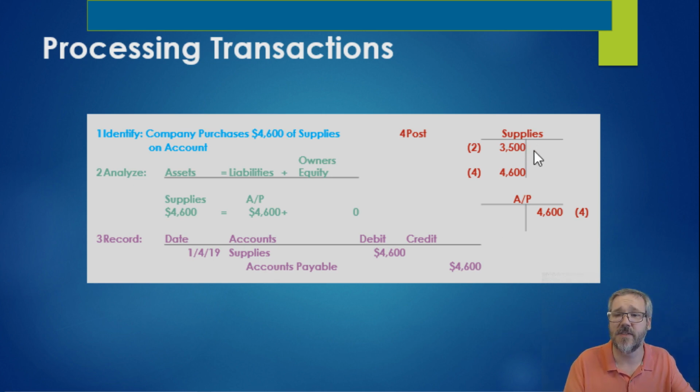My supplies, you can see, I had $3,500 to begin with. I now have another $4,600. I owe $4,600 to the outside party that allowed me to purchase these supplies on account.